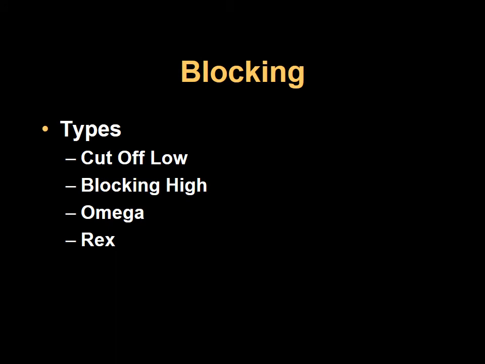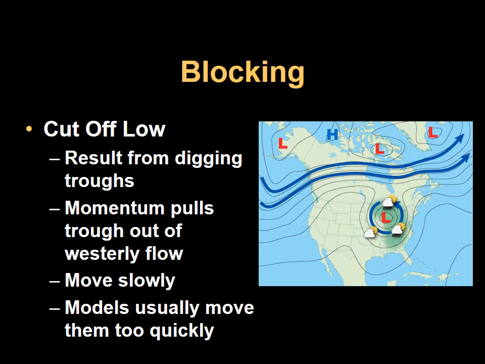There are 4 different types of blocking patterns. We'll start out with the cutoff low. The cutoff low, we talked a little bit about cutoff vortices, so this is the same thing. What happens is a very aggressive trough digs southwards, and with that brings lots of cold air advection. Eventually the cold air wraps around the low, and the low drops out of the westerly flow. So these systems move very slowly, not handled very well by models. Computer models typically try and move them, open them up and move them out quicker than they actually happen.